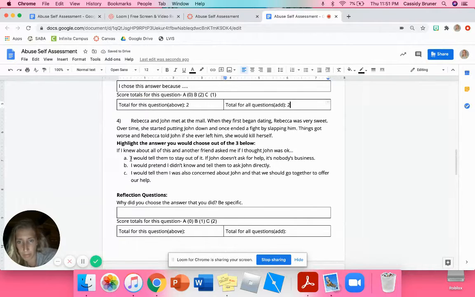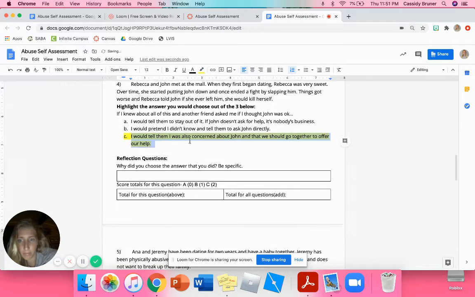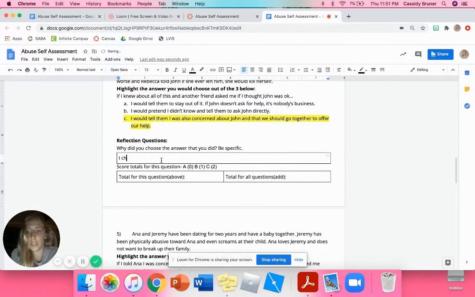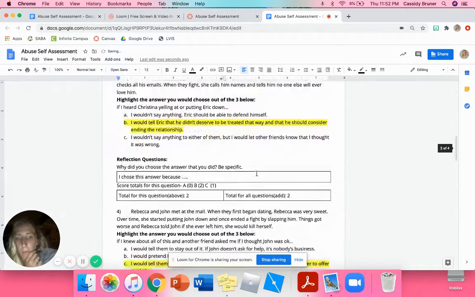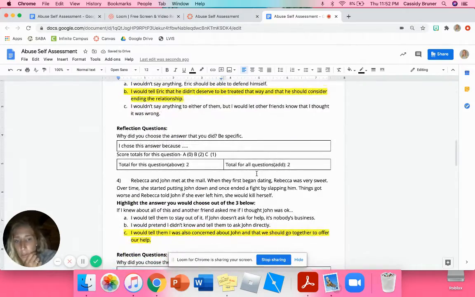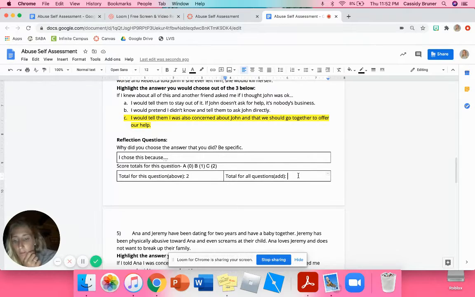Then I do it again. I would choose C, highlight C. Why did I choose this? I chose this because blah, blah, blah. C is worth 2 points, so I put 2 points. My last total was 2. So 2 plus 2, I have 4 points total for the whole thing.